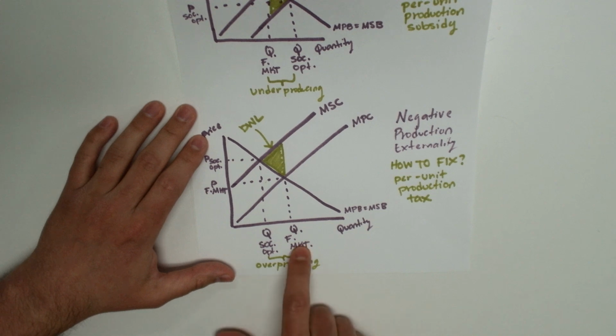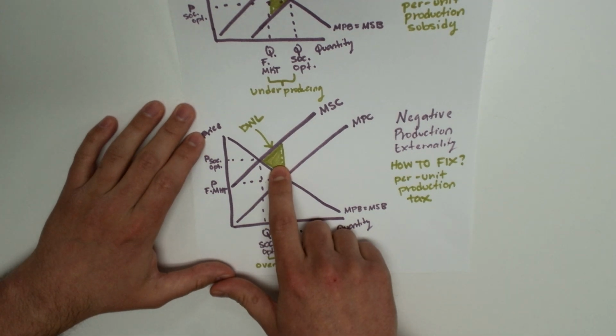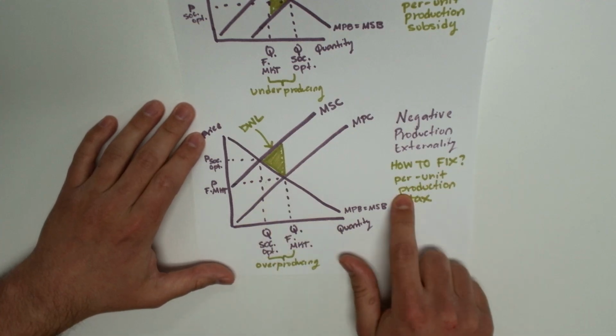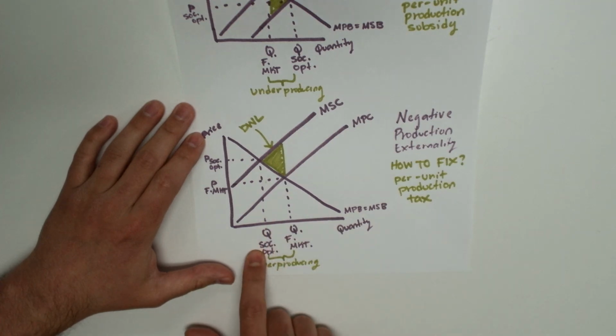So we are overproducing. We're making more than what society says we should be producing, leading to deadweight loss right there. How are we going to fix this? We're going to use a per unit production tax over here to reduce the amount that is being produced back to the socially optimal quantity.